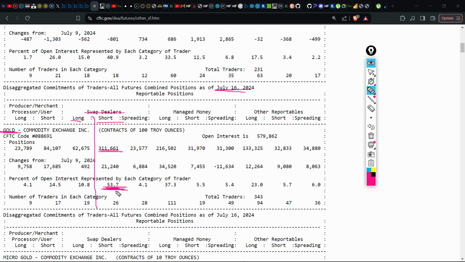That's it. If you look at the number of traders in each category, 9, 17, 19, 20, 28, 11, 111, this is not going to help you. What's going to help you the most is percent of open interest represented by each category, because the one who has the highest percentage is the one who is controlling the market. These positions are the ones that are going to heavily impact the direction of the market. So now we have seen most of these guys were actually short, right? Now let's end this one there.